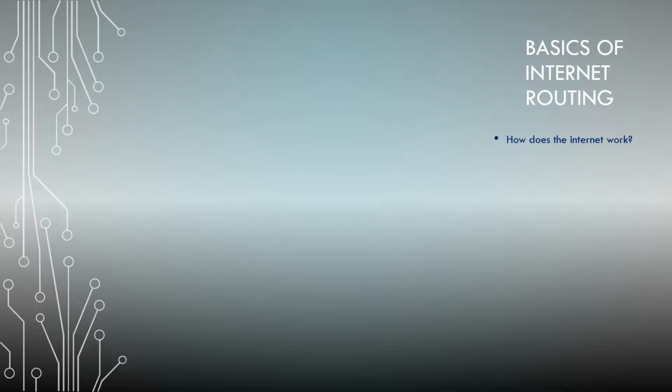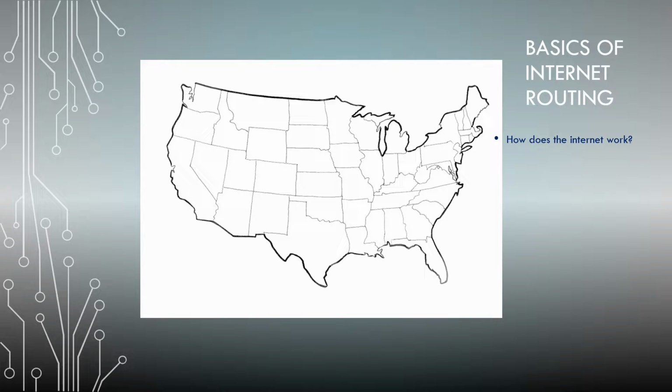Okay, so the basics. How does the Internet work? And in this case, we're talking about how the Internet works with regard to routing requests and moving data around the Internet. We'll start with a map of the United States. Let's talk about this basic idea.